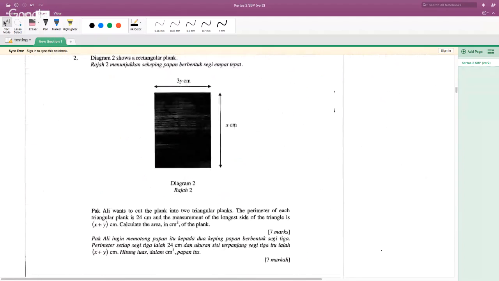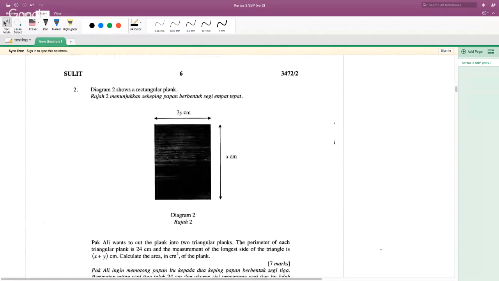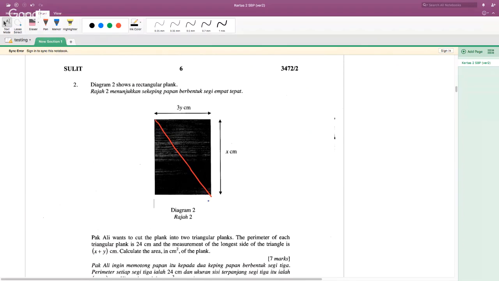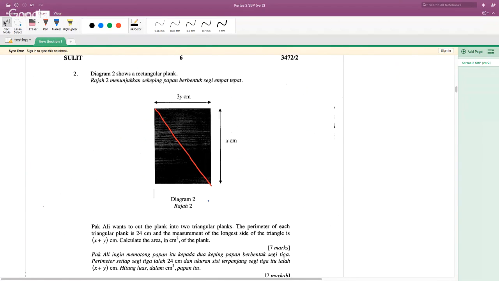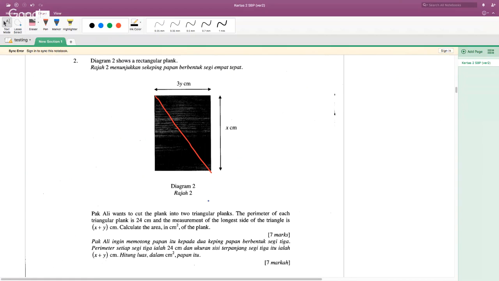The printing of this diagram actually is not so obvious. They have a red line over here, but it's not so obvious, so I'm going to draw it. In this question, diagram 2 shows the rectangular plank. I think the plank means some wood, maybe. So Park Ali wants to cut the plank into 2 triangular planks, so they want to cut it into 2 pieces.